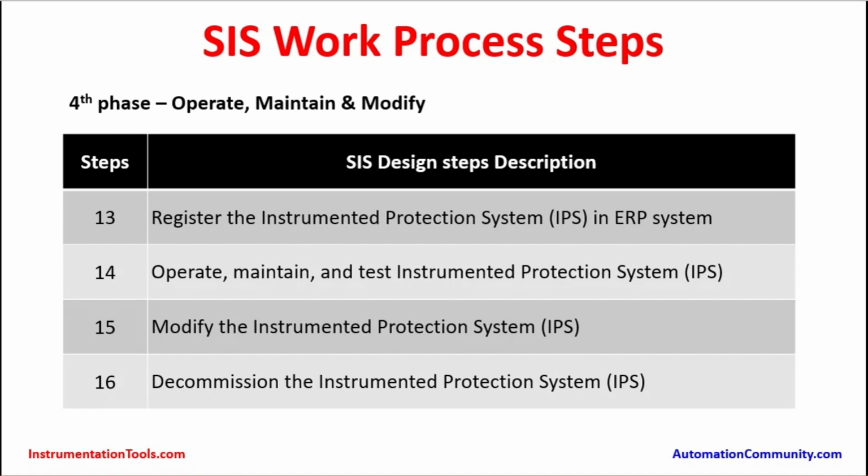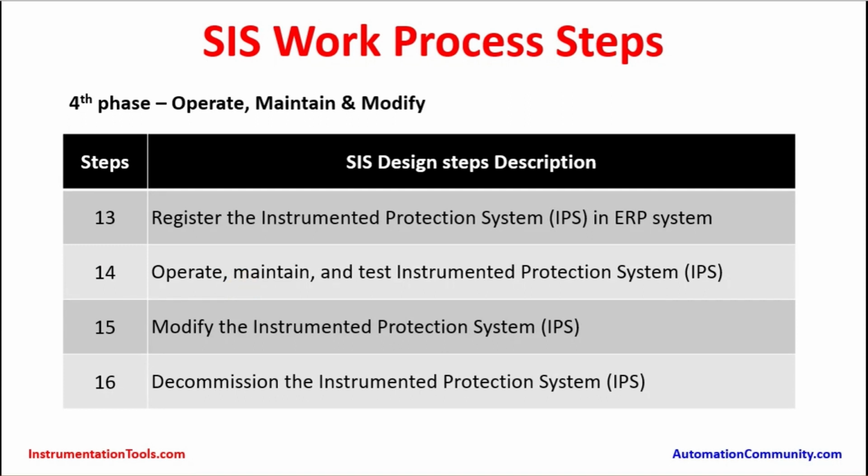And the fourth phase is to operate, maintain and modify. In the fourth phase, step number 13 is to register the instrumented protection system in the ERP system. It could be the enterprise resource planning, it could be the SAP system or some other system, in MIS or something equivalent to this available in each different plant. 14 is to operate, maintain and test the instrumented protection system.